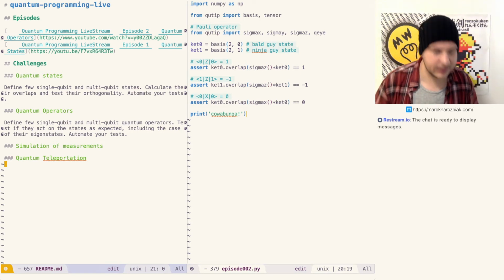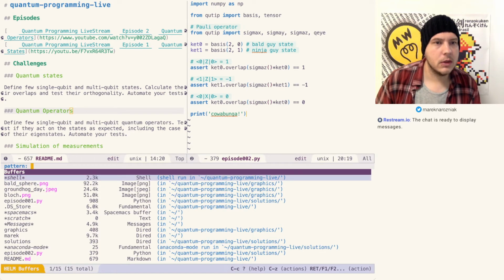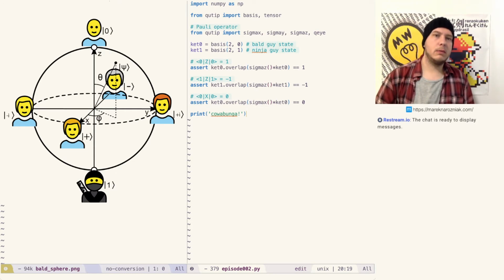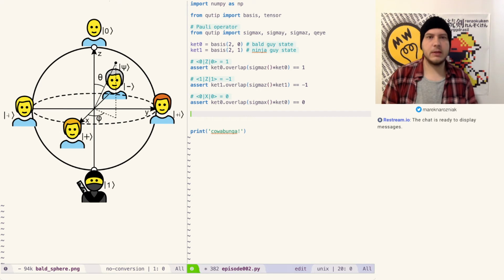Yeah, so we have to test if the states get as expected. If I remember correctly, during the stream, which was not properly recorded, we rotated the bald guy into the ninja guy. But did we do it using sigma x or sigma y? Whatever, who cares? So that would be equivalent of testing if the ninja has to be created from the bald guy by applying x or y. Let's say y.